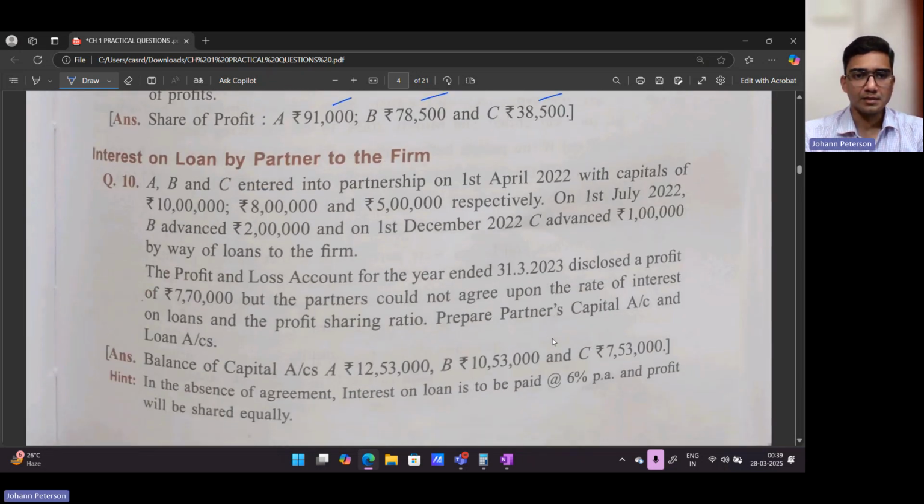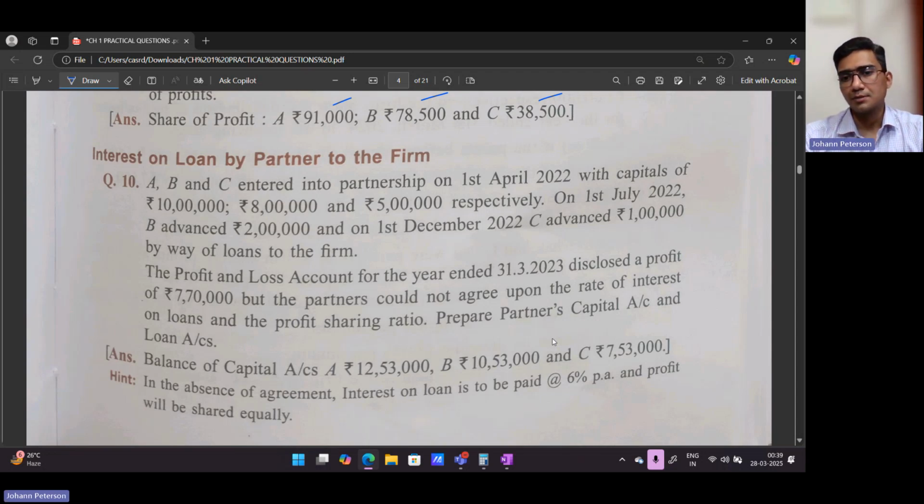Let's look at this question. Question 10 says ABC entered into partnership on 1st April with capitals of 10 lakh, 8 lakh, and 5 lakh, respectively. On 1st of July 22, B advanced 2 lakh, and on 1st of December 22, C advanced 1 lakh by way of loans to the firm. Profit and loss account for the year ended 31st March 23 disclosed a profit of 770. So the profit and loss account disclosed a total profit of 7 lakh 70.